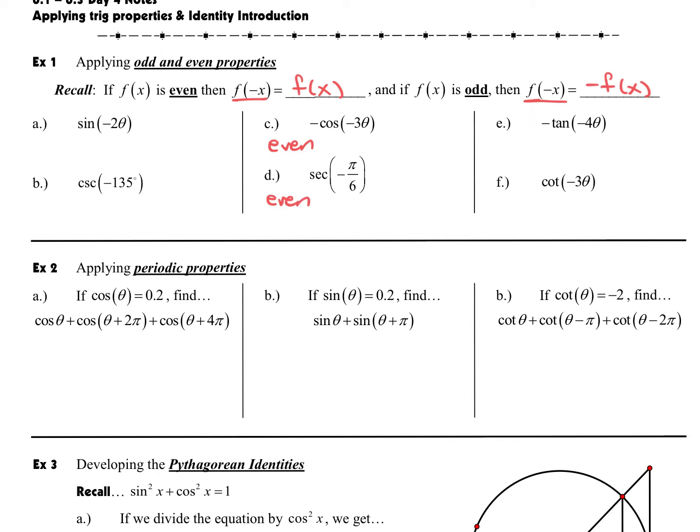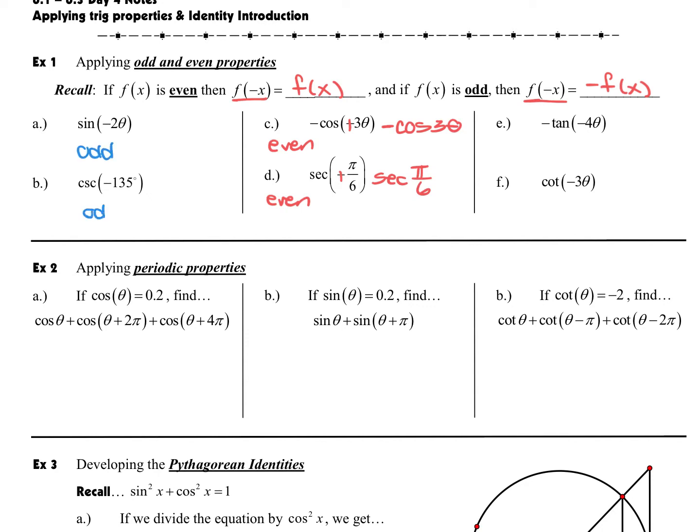Now, if a function is even, and we know that f of negative x is equal to f of x, then when we see a negative inside a trig function, we can simply drop it. So we can go from f of negative x and rewrite it as just f of x. I call this a drop it. So if it's even, then we drop it. This negative is going to go away. So the problem just becomes negative cosine of 3 theta. On our next one, again, we drop it because it's even, so this just becomes secant of pi over 6.